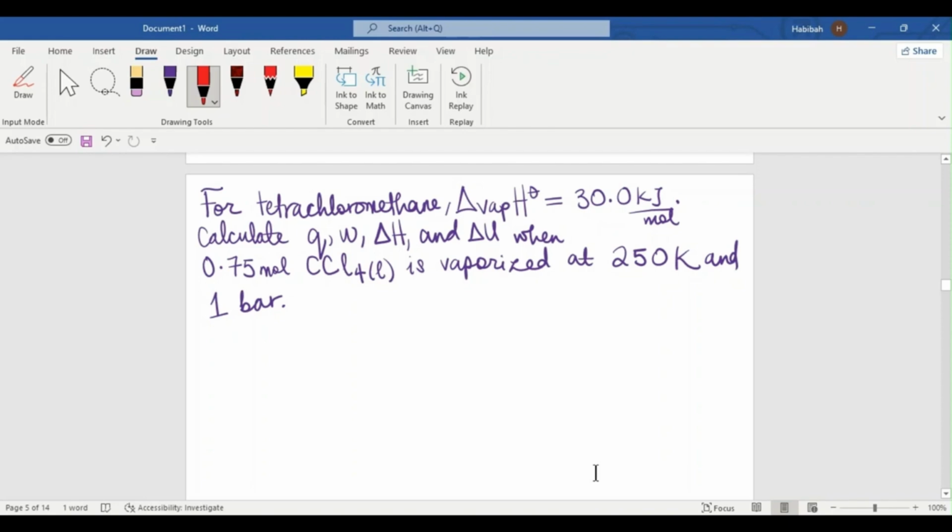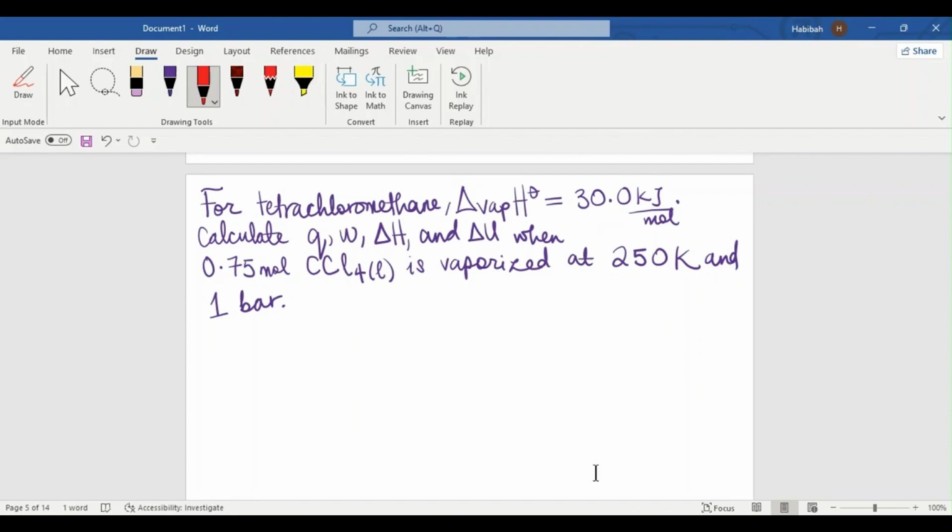Salam and welcome, everyone. So today we're going to be working on the question on the screen that says, for tetrachloromethane, the change in enthalpy of vaporization is equal to 30.0 kilojoule per mole. Calculate the heat, work, change in enthalpy, as well as the change in internal energy when 0.75 mole of tetrachloromethane is vaporized at 250 kelvins and 1 bar.